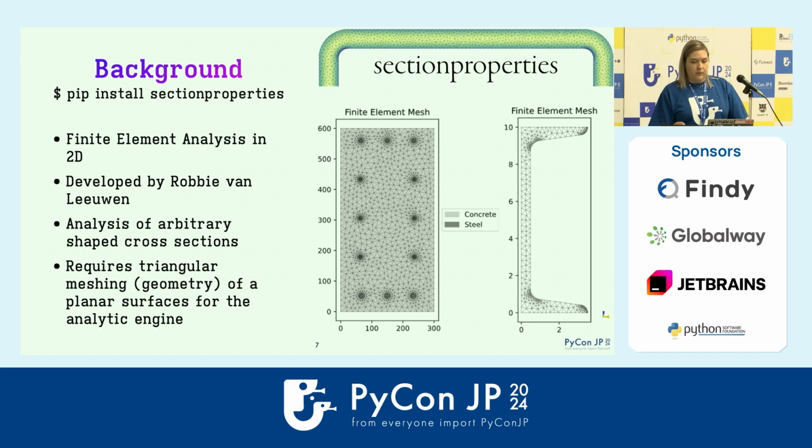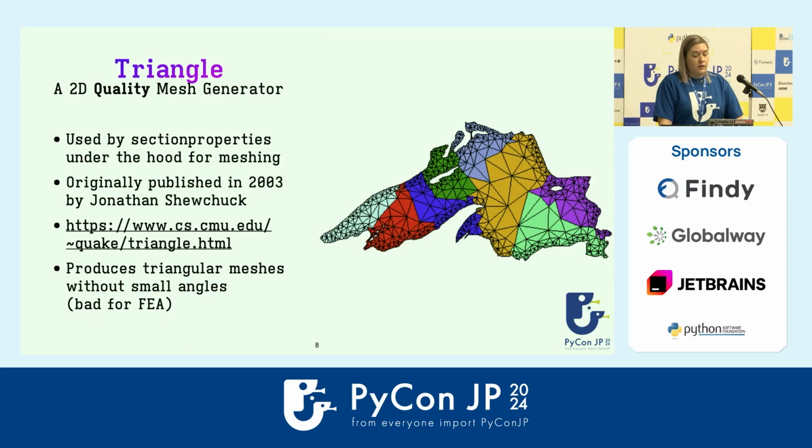However, the analysis part is built on this other open source software called Triangle. Triangle is a 2D quality mesh generator. It's used by sectionproperties under the hood. It was originally published in 2003 by Jonathan Shewchuk, and it's actually academic code, but it's very well documented. It's written in C, and it's used in many geometry libraries across a bunch of different languages.